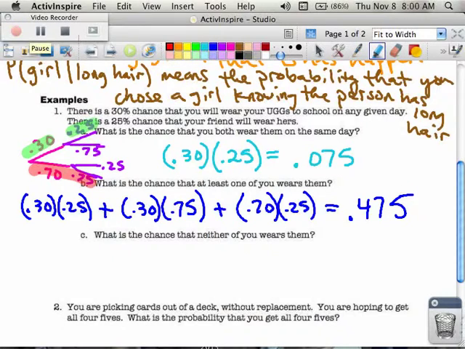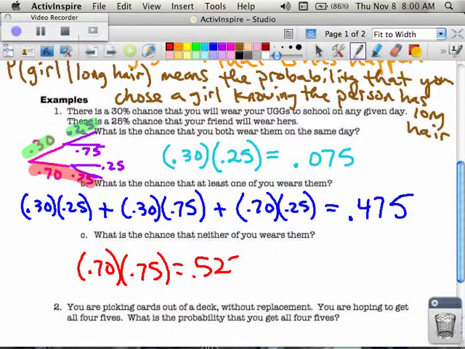So the last part, C, in this particular problem says, what's the chance that neither of you wear them? That's the highlight in red. You don't wear them, 70%. She doesn't wear them, 75%. So then you would say, okay, that means 0.70 for me not wearing them, 0.75 she doesn't wear them, and that's a total of 0.525, or 52.5%.